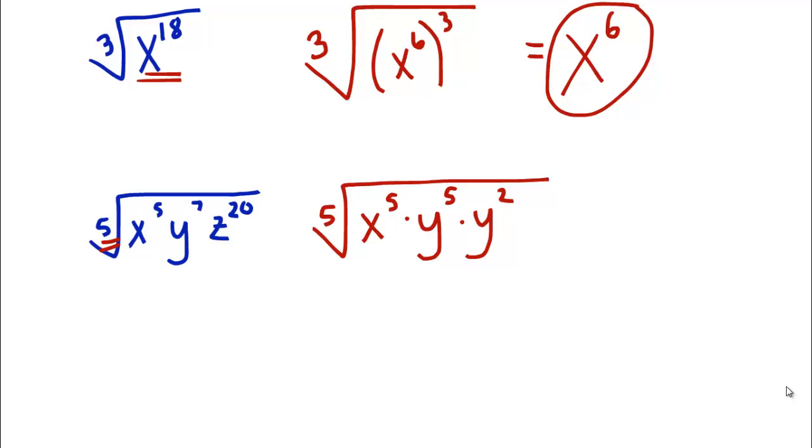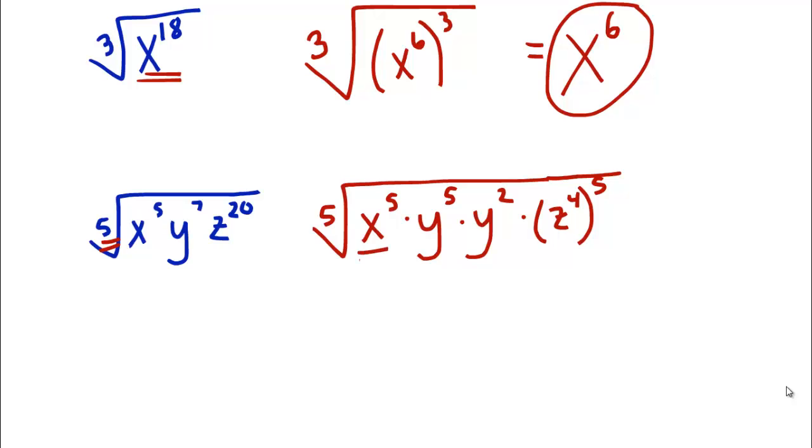z to the 20th. That is z to the 4th to the 5th. From our previous example, remember, we can break up powers like that. I know that I can multiply a power to a power. And there was nothing left over there. So let's see, what had a 5th power that can simplify?